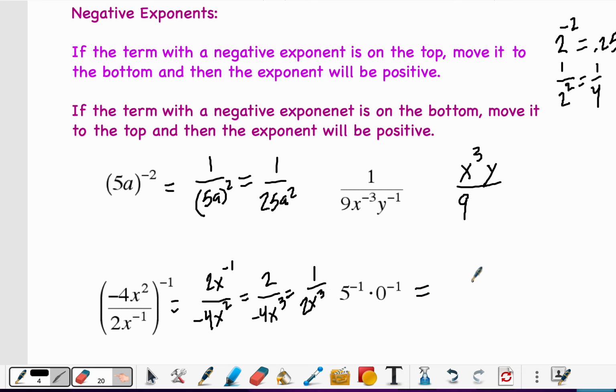For this one, you would have 1 over 5 times 1 over 0. Are you allowed to divide by 0? Well, I think we should probably know by now that is not going to be something that we're able to do. So this would just be undefined or impossible. Whoa. That was crazy. Undefined.